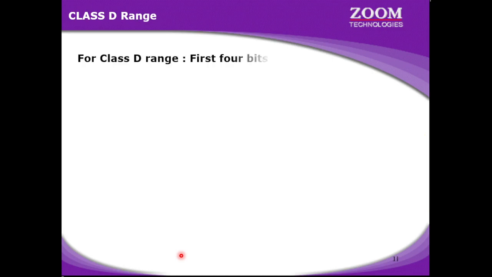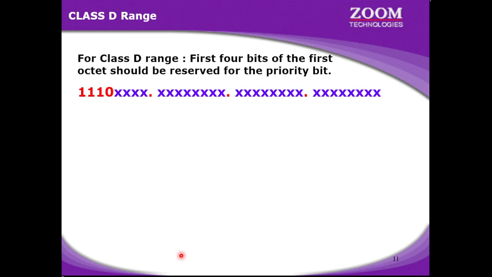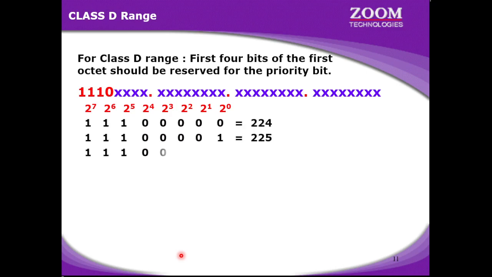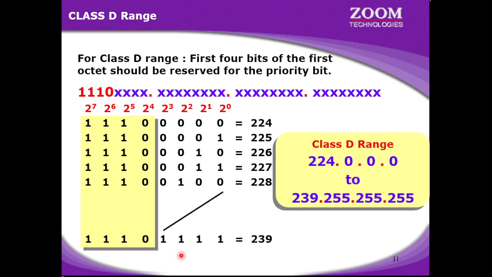So, next is we have Class D range. For first 4 bits of the first octet should be reserved for the priority bit. 1110 na siya, no? So, combination of 11100000 is 224. Then we have 225, 226, and so on and so forth hanggang makarating ka ng 11101111, which is 239. Ayan. So, yan po yung priority bit ng Class D. So, starting from 224 hanggang 239.255.255.255 is our Class D range.